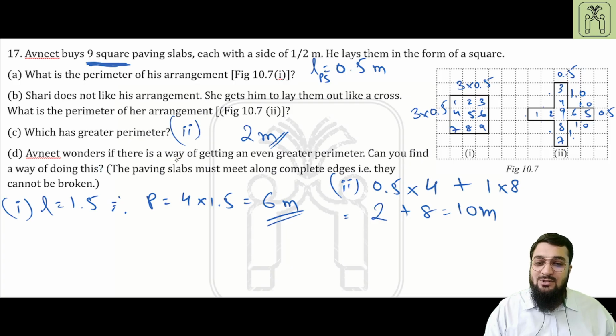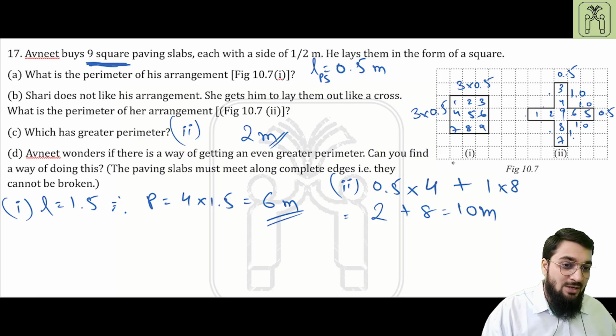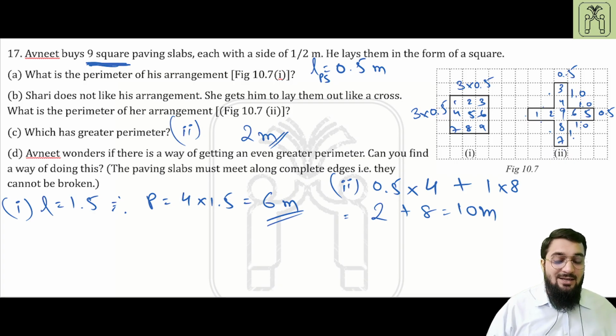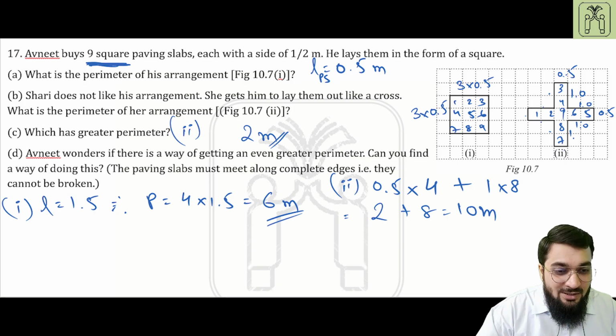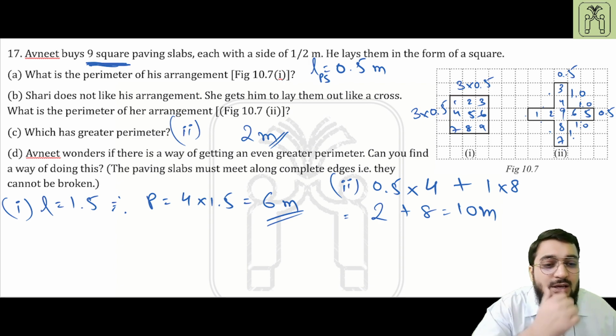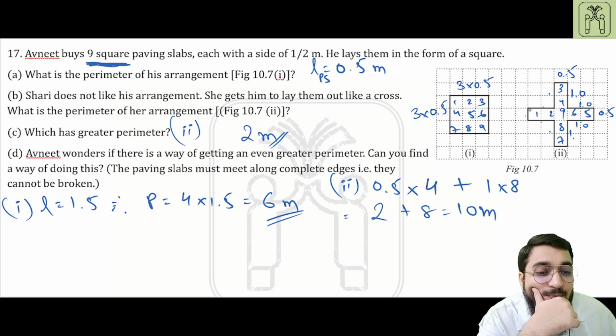Avneet wonders if there is a way of getting an even greater perimeter. Can you find a way of doing this? Paving slabs must meet along complete edges. That is, they cannot be broken. So we have to find the length of the perimeter, if it can be increased further. If you want to take this particular slab, I will just delete that, and after deleting, we'll try to look into it.